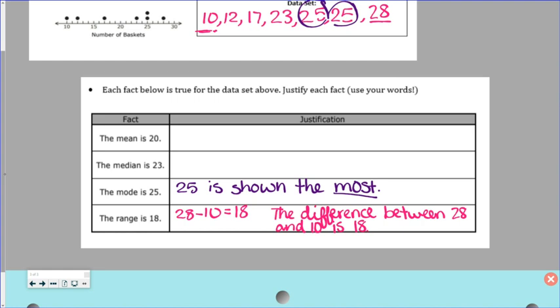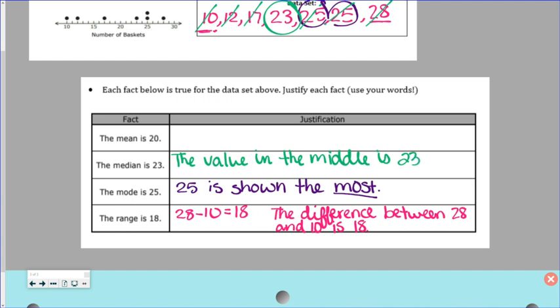Then we had median. So median, remember that's the one in the middle. So this morning when we were finding the median, we started by crossing out the data values on the ends and worked our way towards the middle. So we keep doing that, and we find we have a middle value of 23. So the median is 23 because the value in the middle is 23.